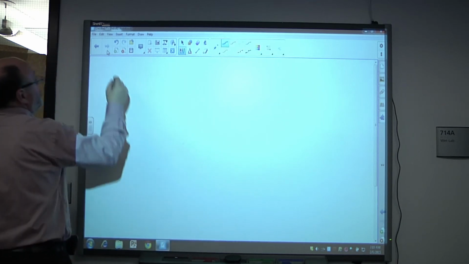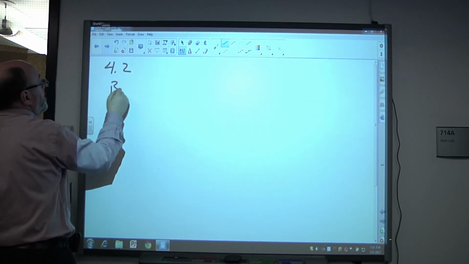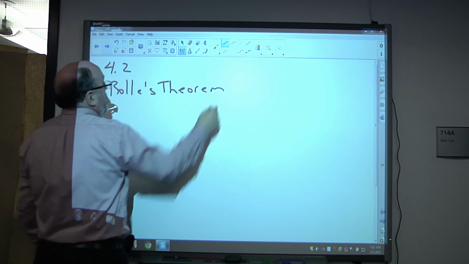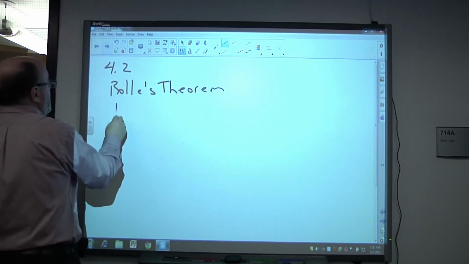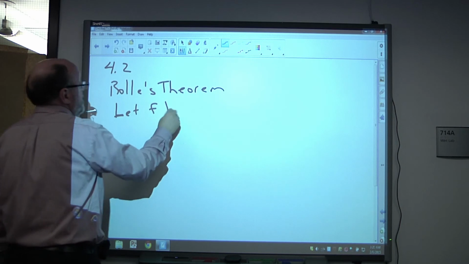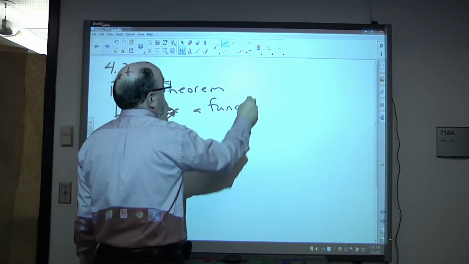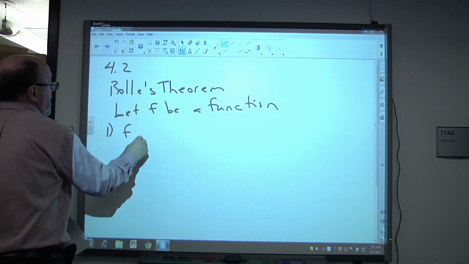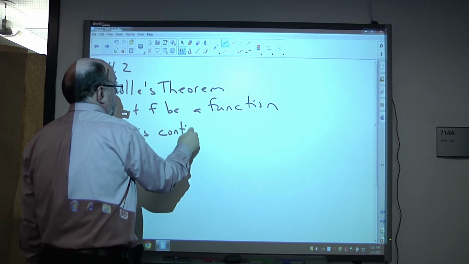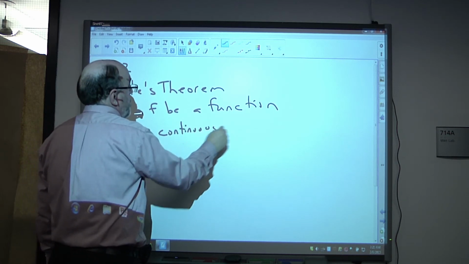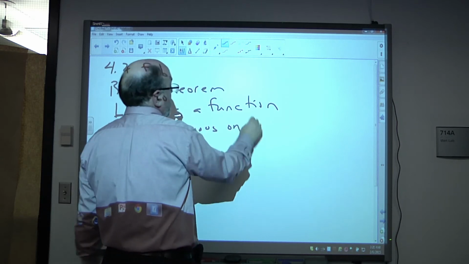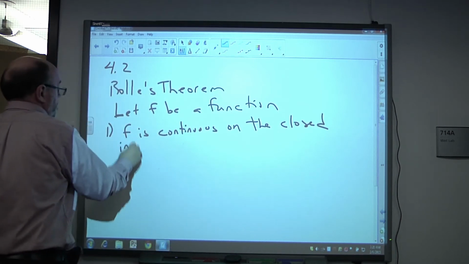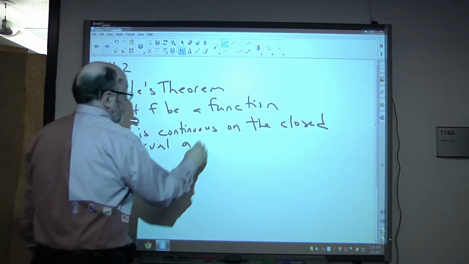So section 4.2 then deals with another theorem. And so we have, let f be a function, and then you have that f is continuous on the closed interval A and B. Right.